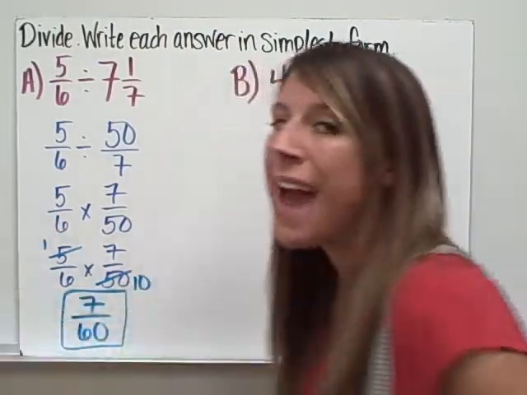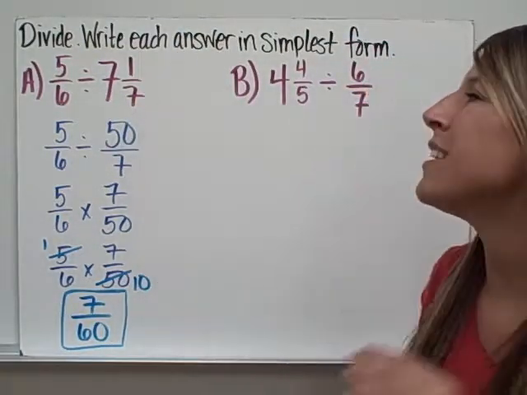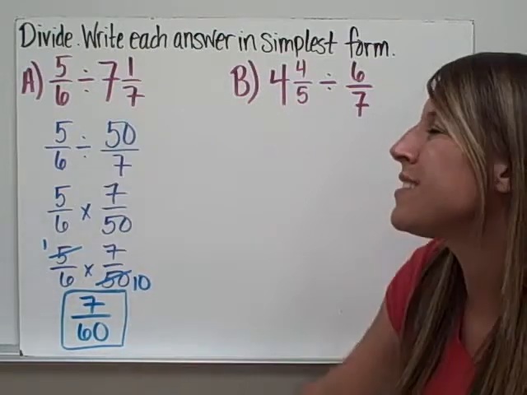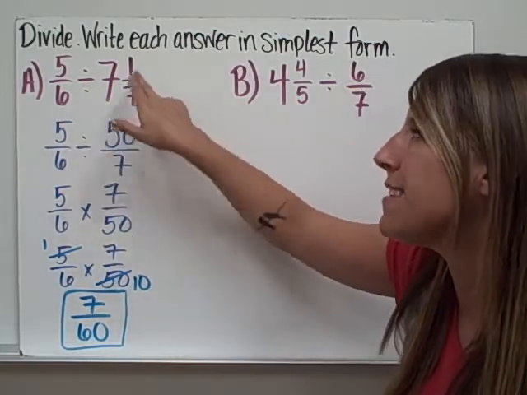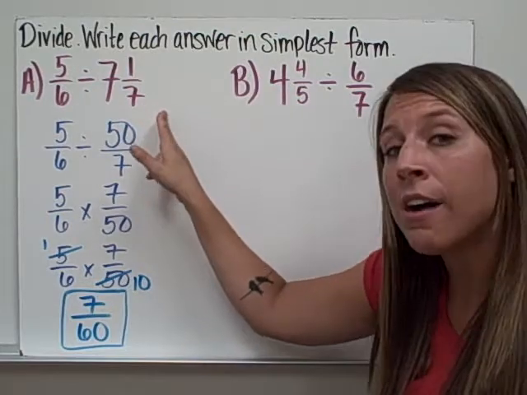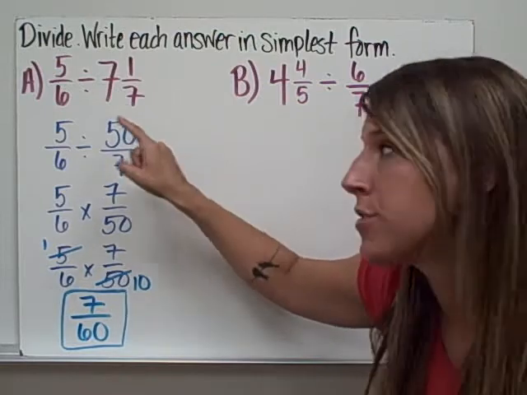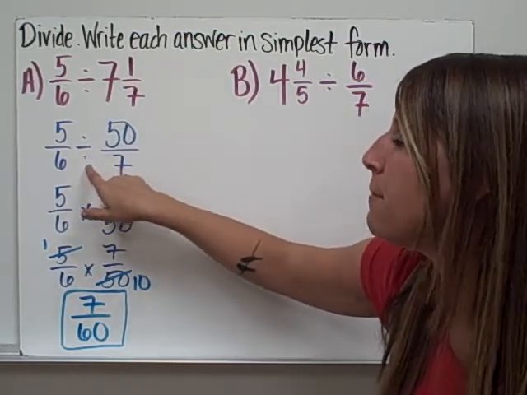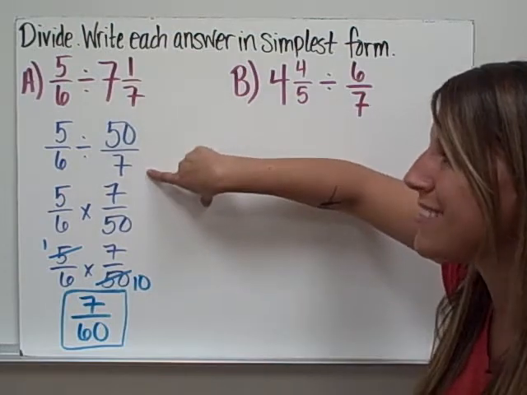So we're going to do some practice here together. We're going to divide and write each answer in simplest form. Well, the first one's done for you, but I want to walk you through the thought process. I have 5/6 divided by 7 1/7. I do have that mixed number here, so it has to be changed to an improper fraction first. 5/6 divided by, well, 7 times 7 is 49, plus 1 is 50, so 50/7.